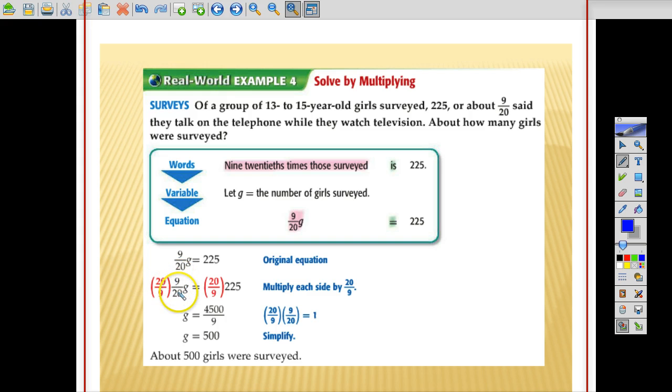So instead of 9 over 20, you're going to multiply each side by 20 over 9, because 20 over 20 is 1, 9 over 9 is 1. Now you have G, and that's what we want, G equals a number, and 20 over 9 times 225. If you want to put this in the calculator, you can do that, and it'll give you 500. So 500 girls were surveyed.